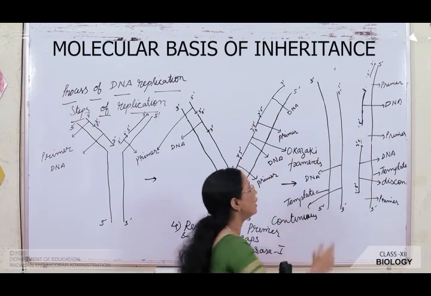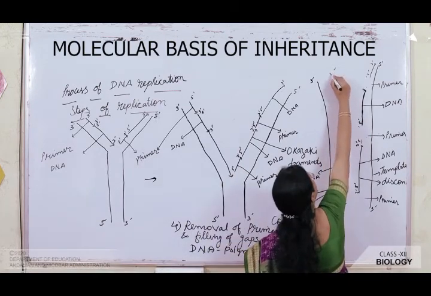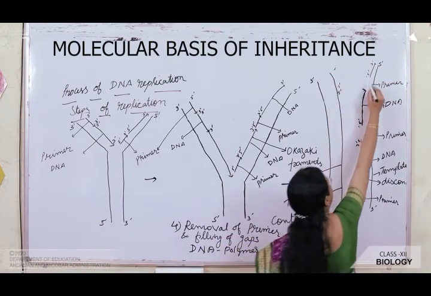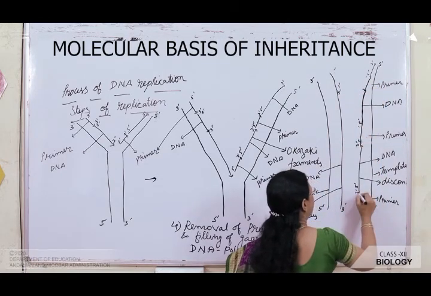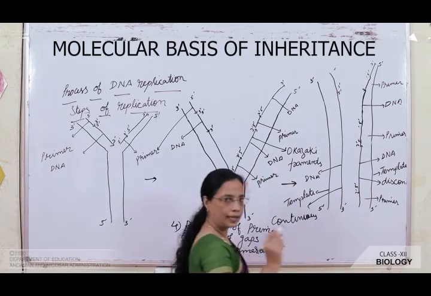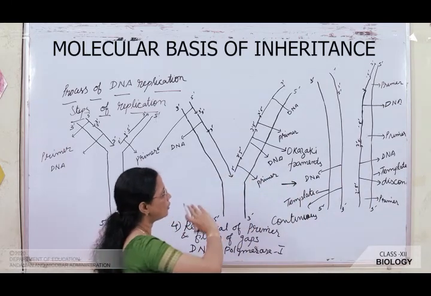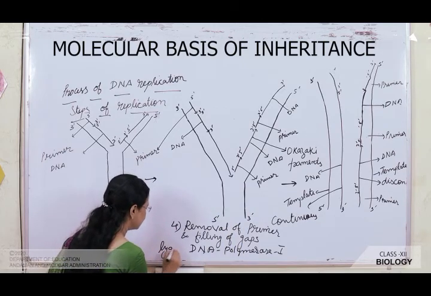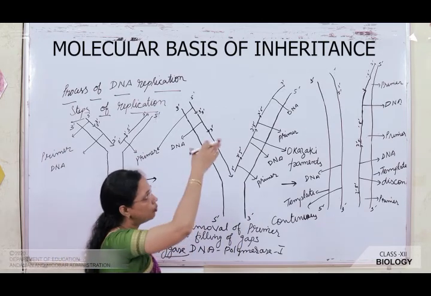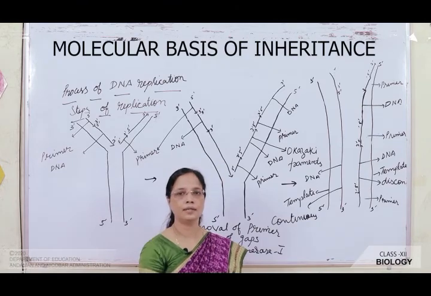That gap is filled by the DNA nitrogen bases and a continuous strand is formed. And then these are bound with the help of ligase enzyme. Ligase enzyme acts as a glue and joins the pieces.